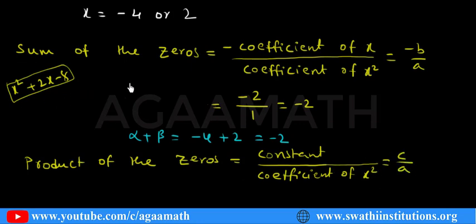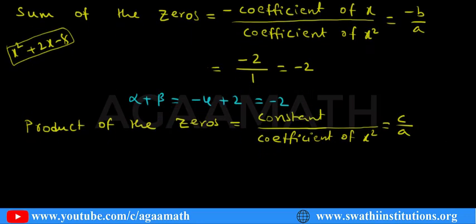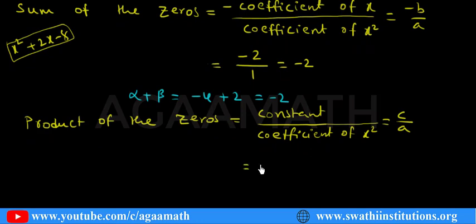In this given polynomial, what is the constant? The constant is minus 8, and the coefficient of x square is 1, so minus 8 by 1 equals minus 8. This is what we got by the coefficients. Now let us take the zeros and check. Product means alpha into beta, so minus 4 into 2, which gives minus 8. So this is how we have to verify.